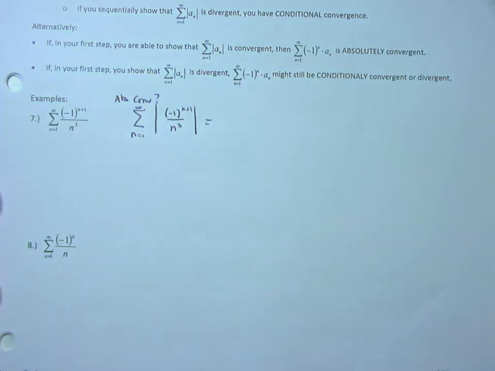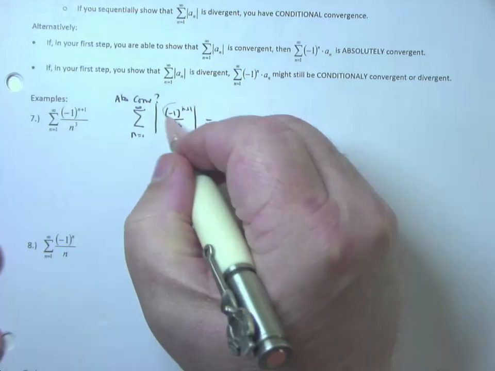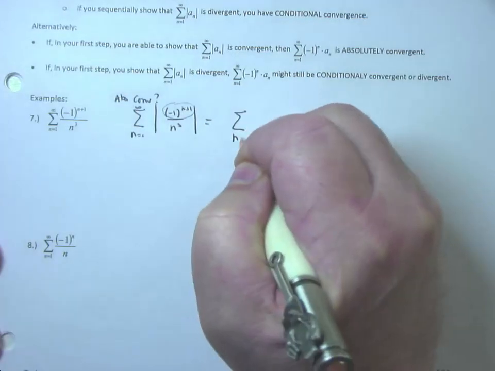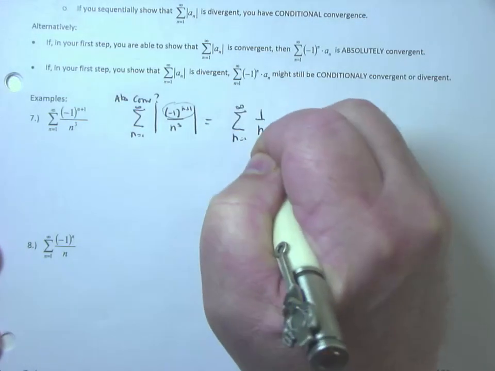And clean it up. Now, what's the absolute value of the negative 1 to the n stuff? Absolute value of a negative is always what? Positive. And 1 to any power is 1, so absolute value is going to kill off this negative 1 to the n plus 1 stuff. So this turns into the sum as n goes from 1 to infinity of 1 over n cubed.